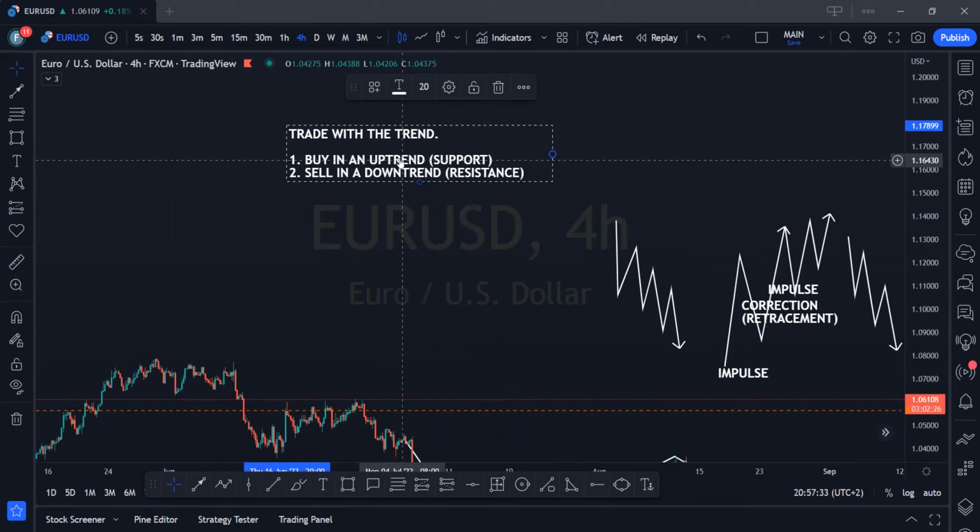Okay, type in the chat box, trade with the trend. Type it in chat box, trade with the trend. It's very, very important. Type it in the chat box, trade with the trend. Awesome. Thank you so much for your response. Okay, I like that you guys are engaging with me.